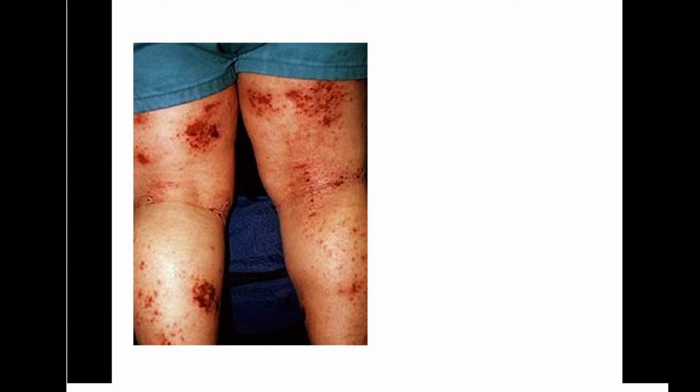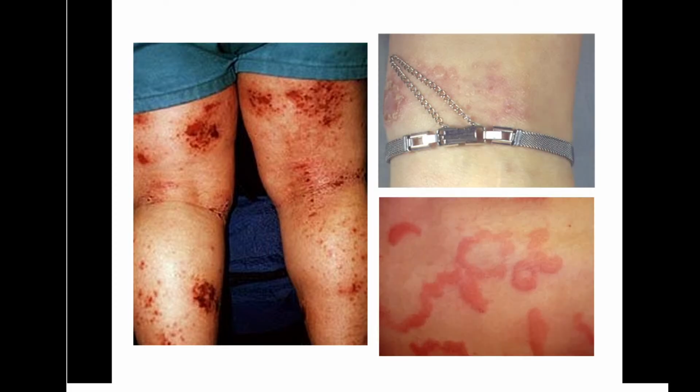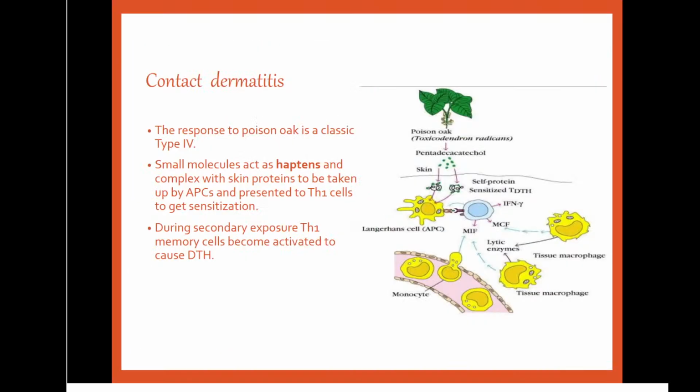Here you can see how contact urticaria or contact dermatitis looks. And finally, an example of type 4 reactions: contact dermatitis, the response to poison ivy, for example. Small molecule haptens complex with skin proteins, are taken by antigen-presenting cells, and presented to T helper type 1 cells. During secondary exposure, T helper 1 memory cells become activated to cause DTH.